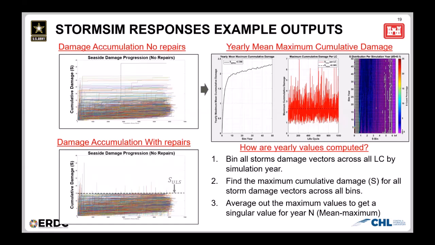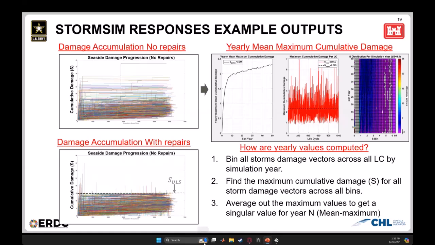Then the one in the middle, those red jagged lines just represent the maximum damage that was accumulated per life cycle. And then the black dashed line is just the mean of those max values. And you can see that it's very close to the value experienced on the previous plot.